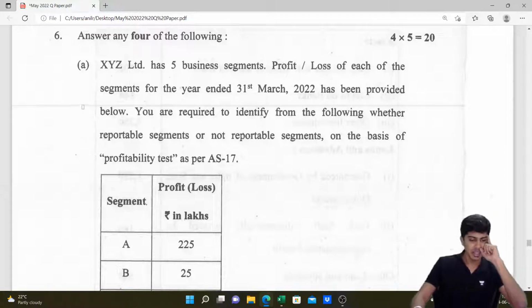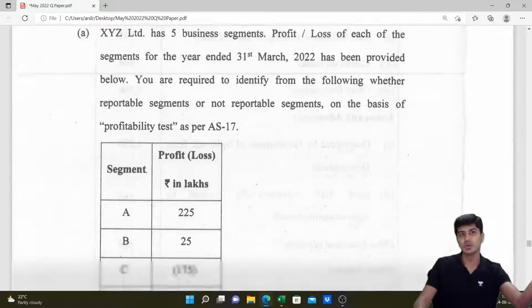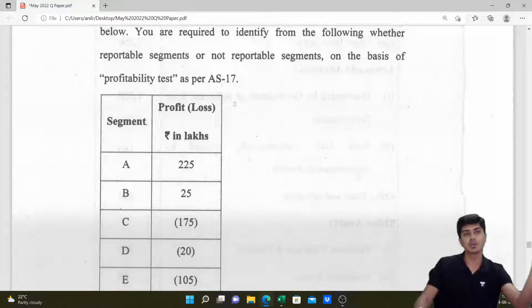First one, A. XYZ has 5 business segments. Very good. Profit and loss of each segment for the year ended 31st March 2022 has been provided below. You are required to identify whether the following are reportable segments or non-reportable. What do we do? See, reportable or non-reportable basically depends upon management discretion, the assets, the revenue, the result, that is profit or turnover.